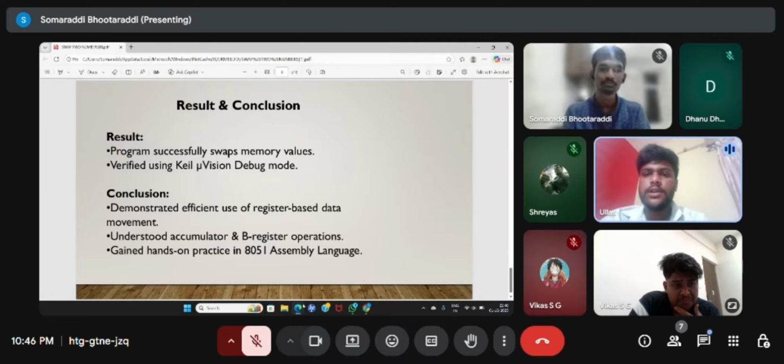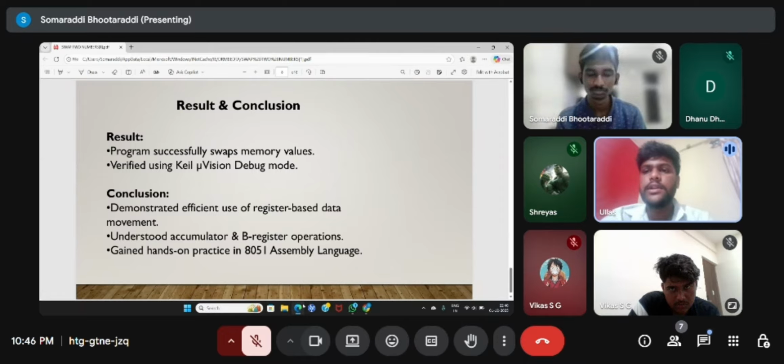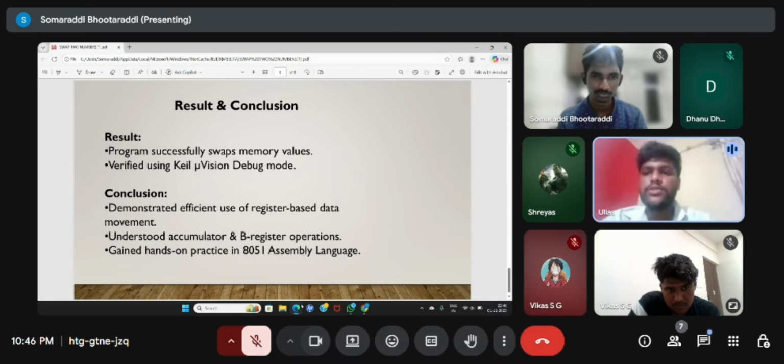The third point is gaining hands-on practice in 8051 assembly language. That means you practiced writing and testing assembly instructions for the 8051 microcontroller. This improves your low-level programming skills.